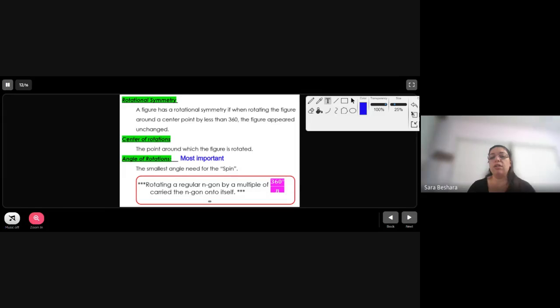It's the smallest angle needed for a spin, the idea of spinning the polygon to go back to where it was. How do we find it? We use 360 divided by n. Remember, we used this formula before when we did the central angles, which is really the same as an angle of rotation. Rotating a regular n-gon by a multiple of 360 over n carries the n-gon onto itself. You must remember that formula, 360 over n. All right, let's move on to a few examples.